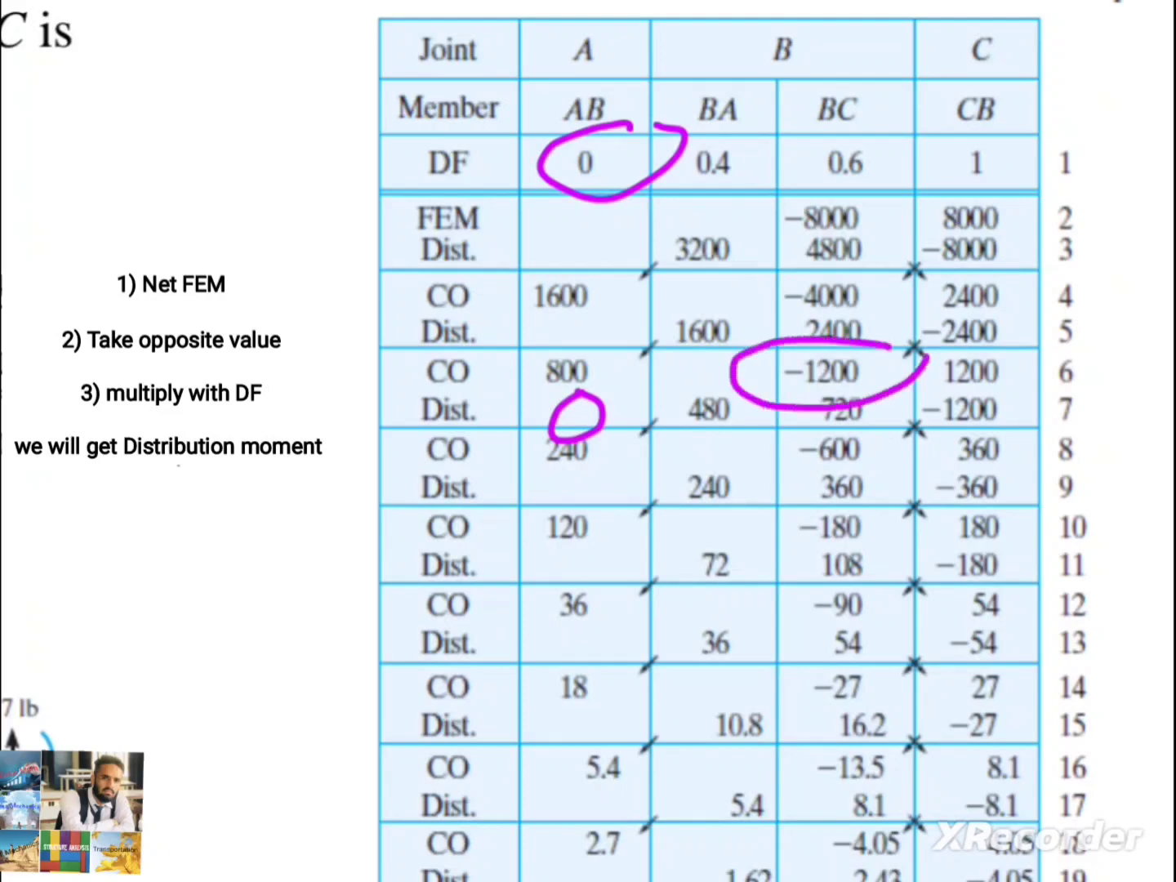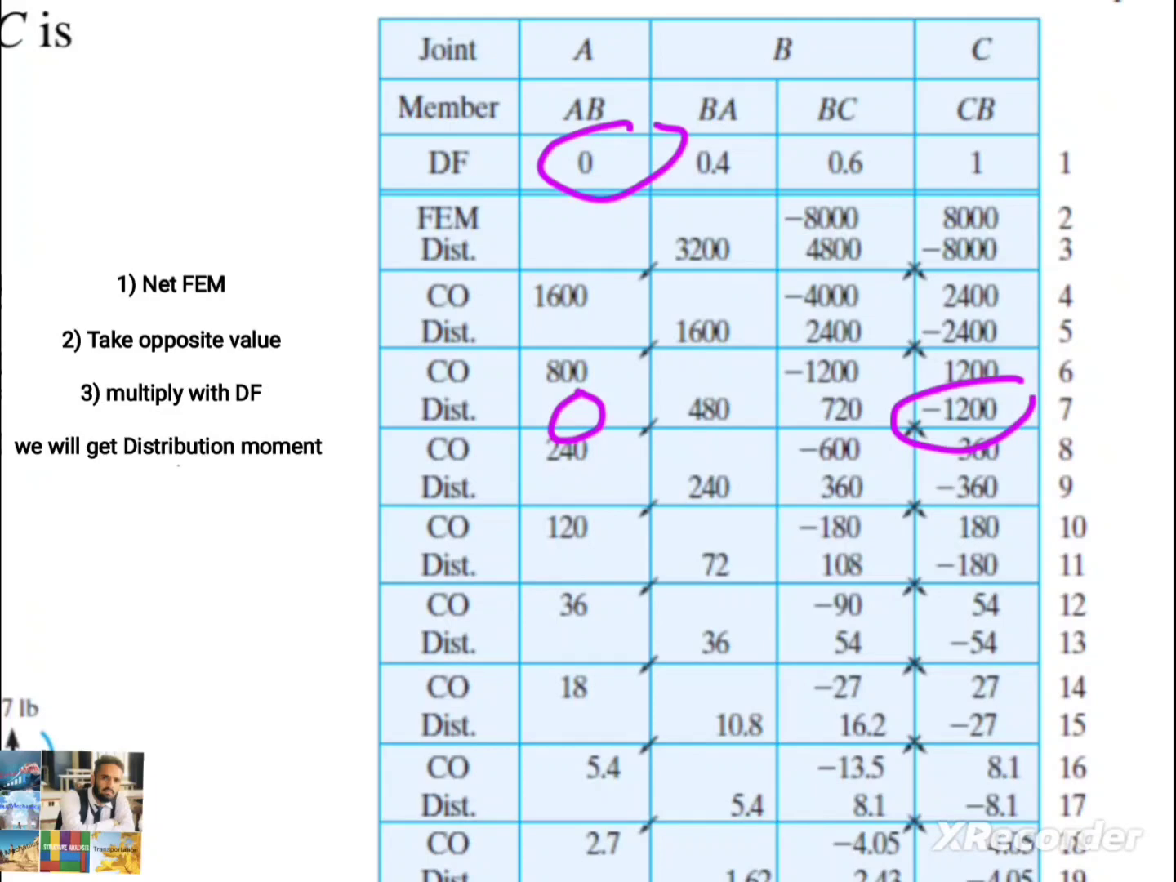Now take this minus 1200. The opposite of minus 1200 is plus 1200. So plus 1200 multiplied by the distribution factor, we will get 480, and plus 1200 multiplied by this distribution factor, we will get 720. And the opposite of this carryover moment is minus 1200, so multiply minus 1200 by the distribution factor, which is 1, and we will get minus 1200.